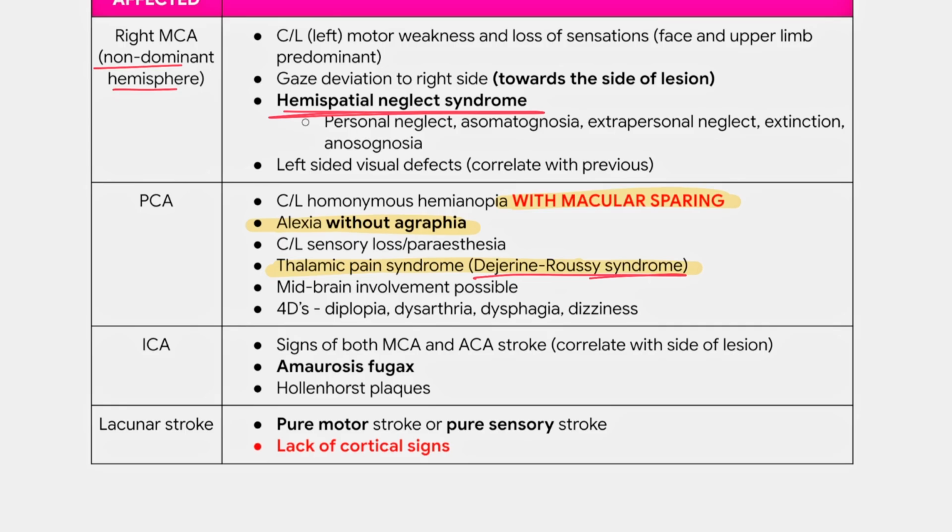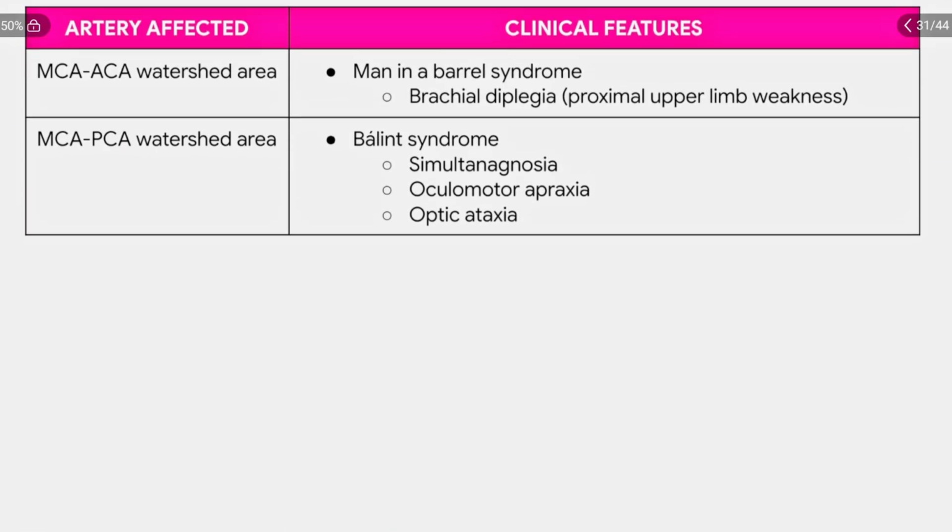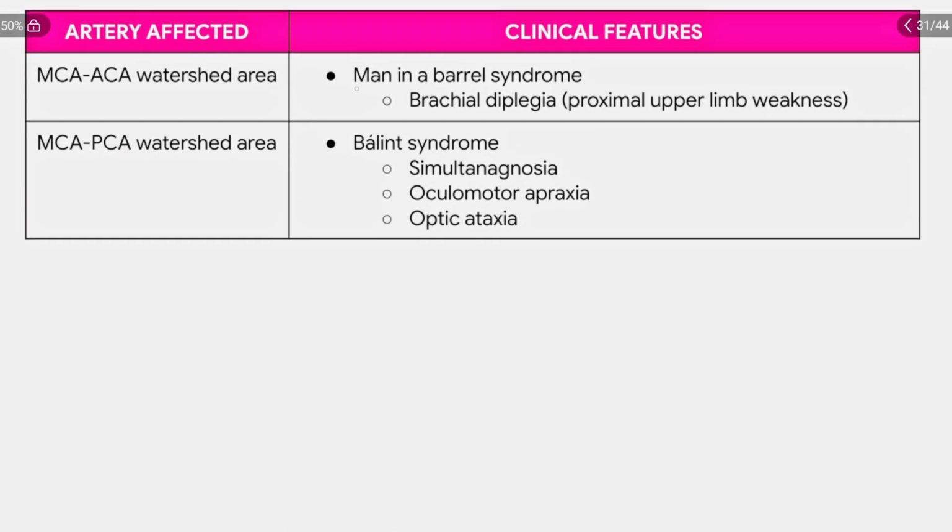Dejerine-Roussy syndrome. Okay, whatever. Then there can be midbrain involvement, which we'll discuss in the next video. ICA involvement gives Amaurosis Fugax, Hollenhorst plaques, and lacunar stroke, which is the most important. There is a lack of cortical signs. There'll be pure motor or pure sensory strokes. And in the watershed area, there's Manila-Barrow syndrome, MCA and ACA watershed area, and Bálint syndrome with the classic triad.